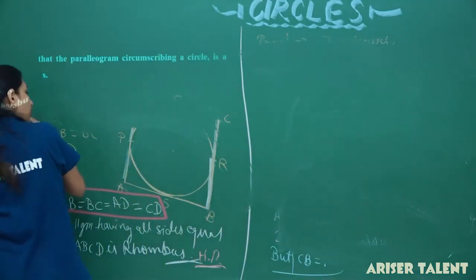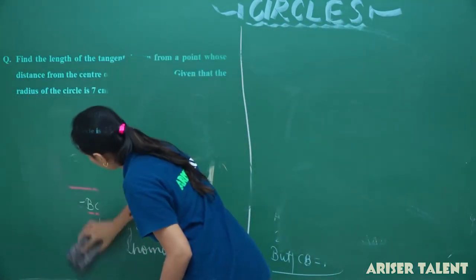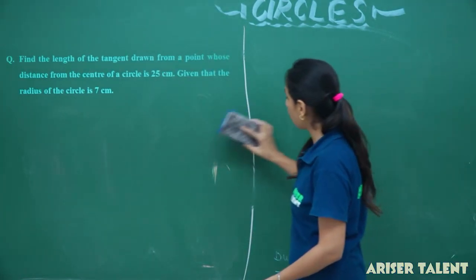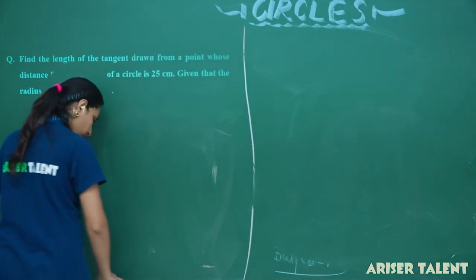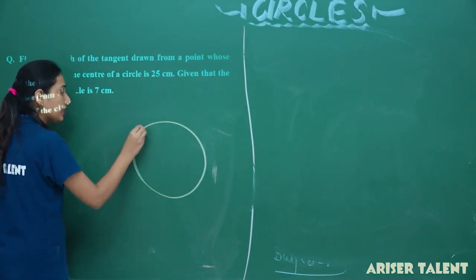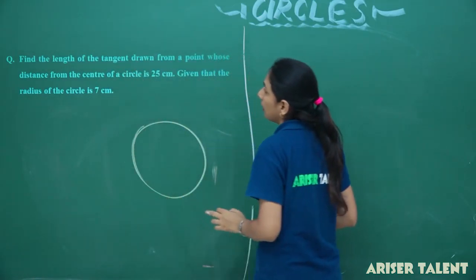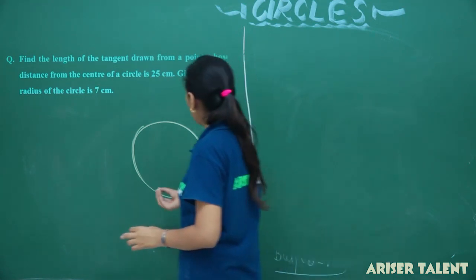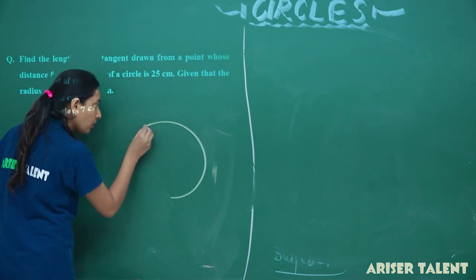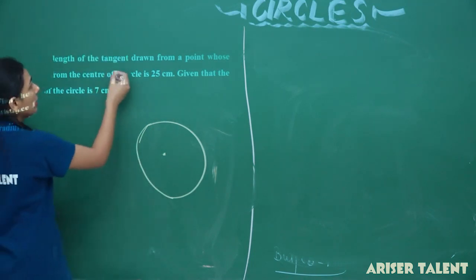Okay, students. So next is this. You are having this: find the length of the tangent drawn from a point. Now a tangent is drawn from a point. So here is a circle. Now a tangent drawn from a point outside or inside, whose distance from the center of the circle is 25. So obviously it is not on the circle. If it is not on the circle, it cannot be inside the circle. So it will be outside the circle only.